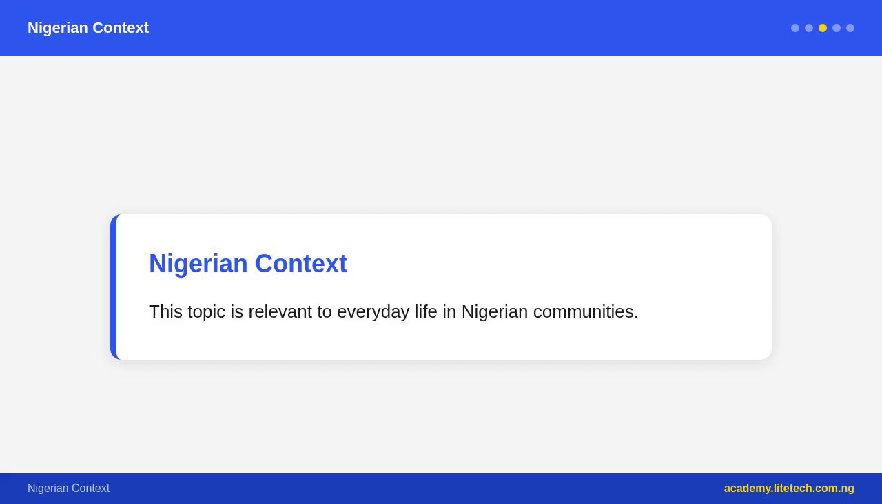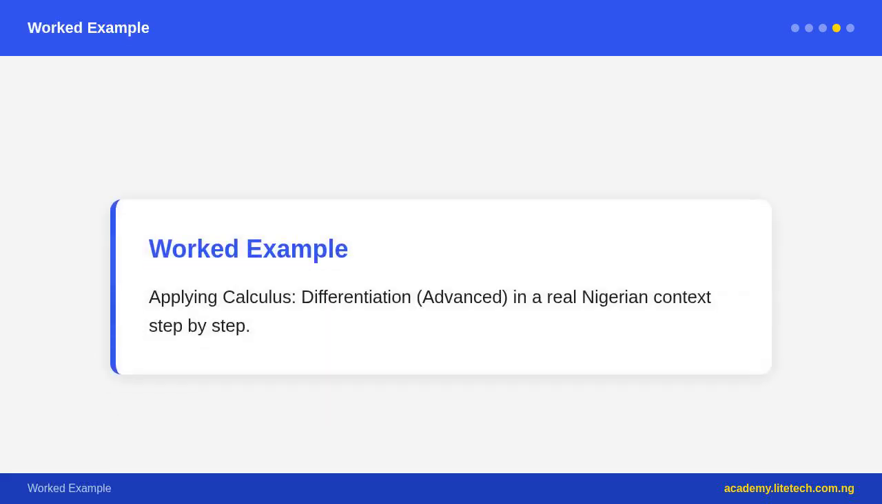The chain rule applies when one function is composed with another, a function of a function. If y is a function of u, and u is a function of x, then dy over dx equals dy over du times du over dx. This is the chain rule. Multiply the derivative of the outer function by the derivative of the inner function.